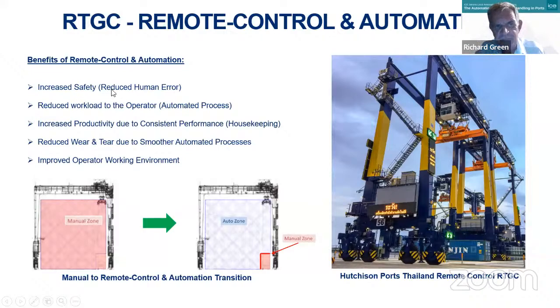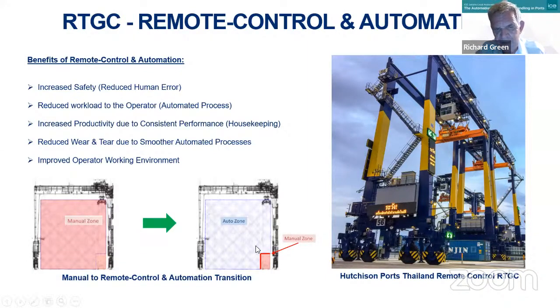So increased safety, reduced human error, reduced working load to the operator, it's an automated process, increased productivity, consistent performance. Again, lifting the containers up is done in a standard method. It's not subject to the vagaries of the operator. Reduced wear and tear, again due to the smoother automated operating procedure, saves money on cabling. Improved operating working environment. He's in an air-conditioned area, can wear his shorts and his flip-flops, no need to wear special equipment.